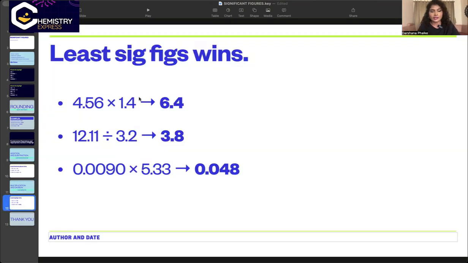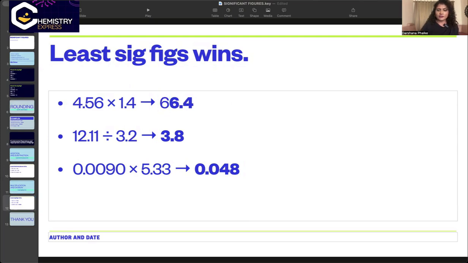Let's look at some examples. So 4.56 and 1.4. Let me calculate. You can also do that. Let's see what's the answer that is thrown to us. So 4.56 times 1.4, the answer is going to be 6.384, right? But as I told you, it will be incorrect if you give the answer in the wrong number of digits.